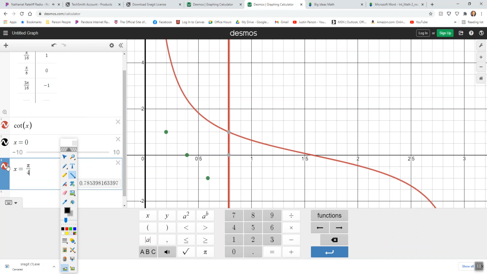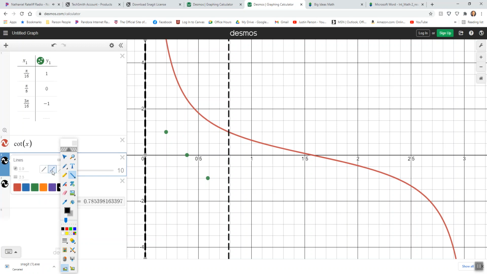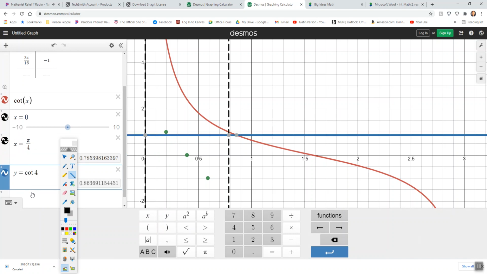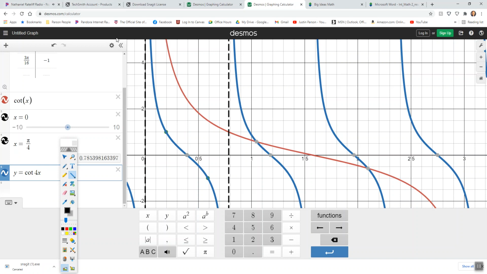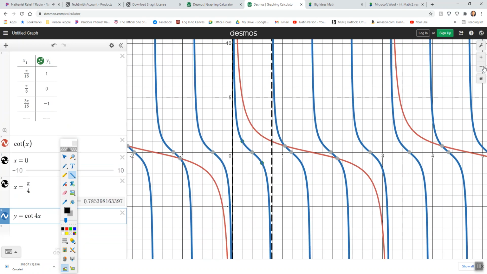Okay, I'll change that color. Okay, there's our two new asymptotes, right? And what was the new function? Cotangent of 4x. How'd we do? Right here in this first window here, guys. What do you think? Does it look like we got it right? Yeah. Say we're good then, right?